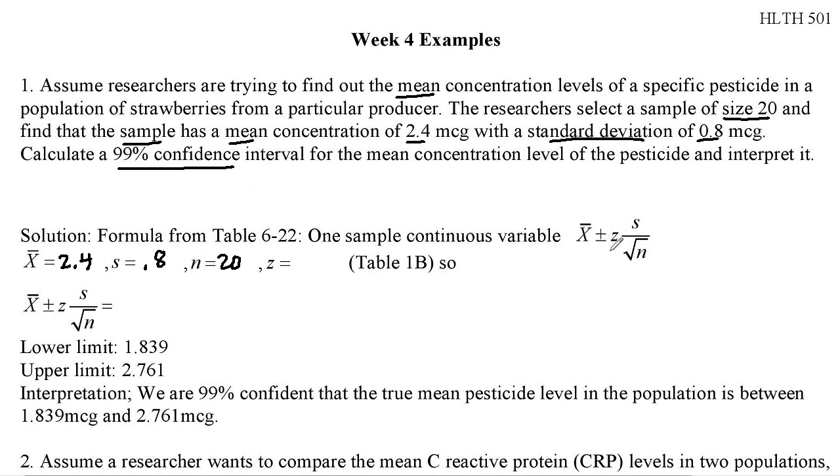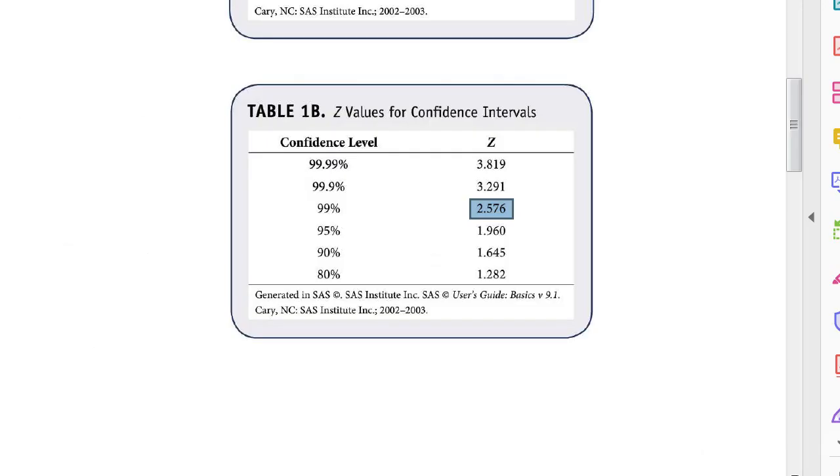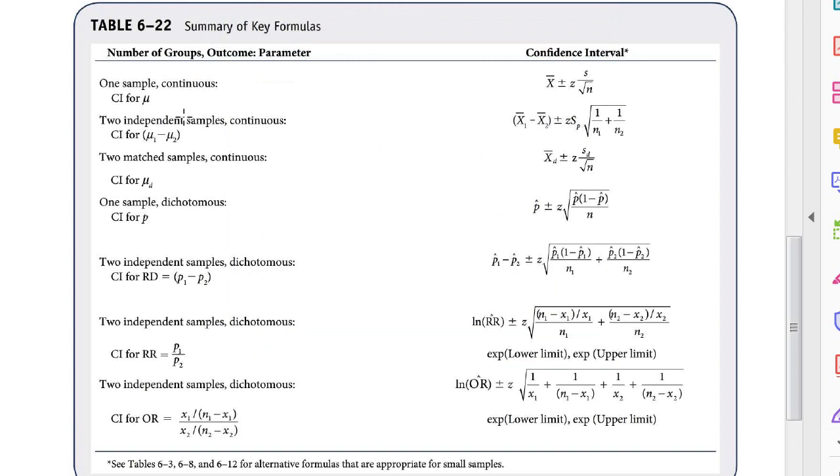And then this formula comes from table 6.22. So if we go over here to table 6.22, we have one sample. They've only given us information for one sample. And then these pesticide values are continuous. They're not success failure. There's not just two outcomes. That would be dichotomous. So one sample continuous, right there is our formula.